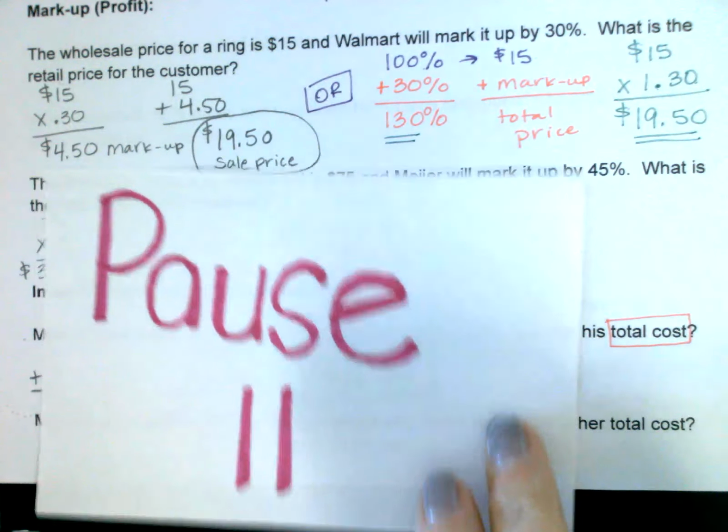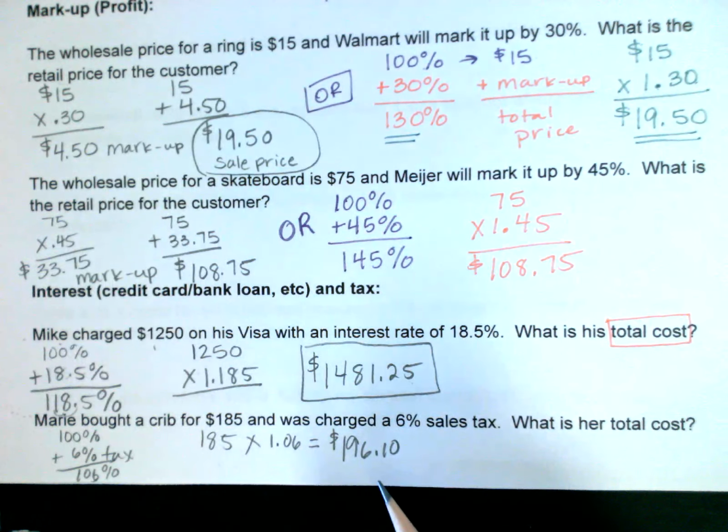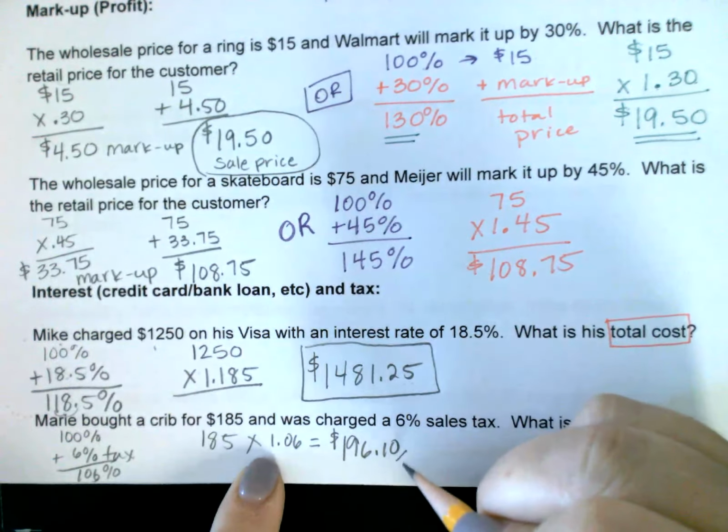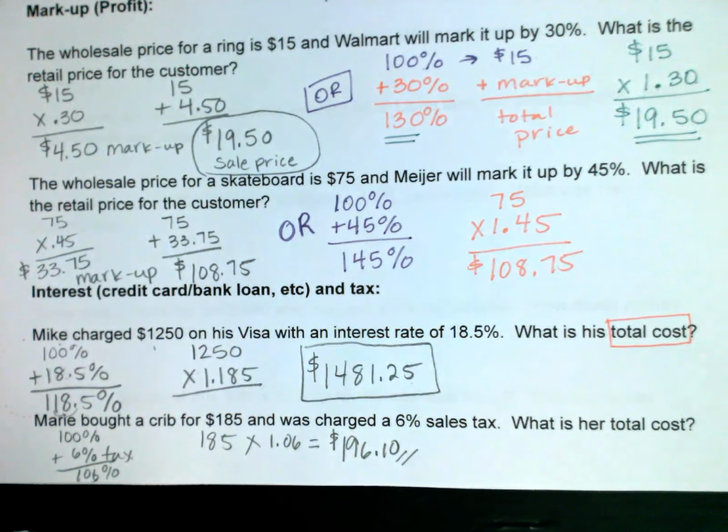Thank you for pausing. Again, I decided to do the one-step method. I have to pay for the whole crib plus 6% sales tax for a total of 106%. I multiplied that, and I would have walked out of the store having to pay $196.10. Remember, we need it to look like money, so you have to add that extra decimal at the end. All right, flip over your paper.